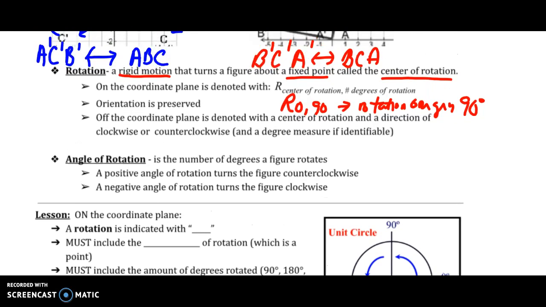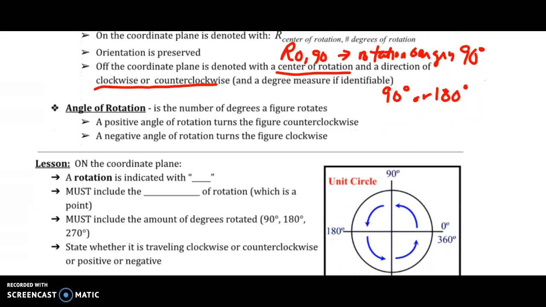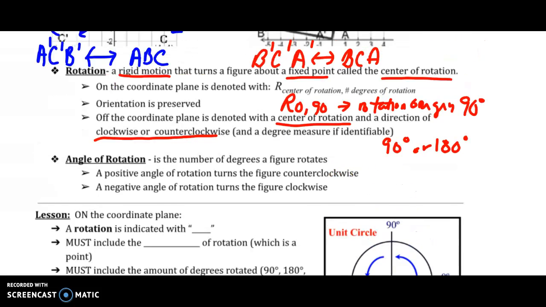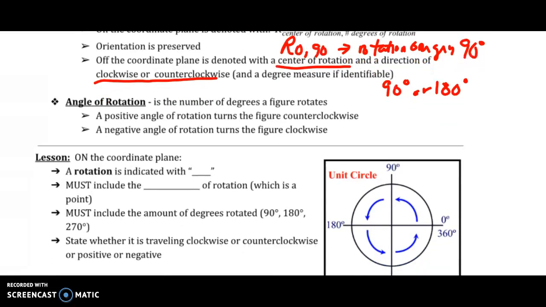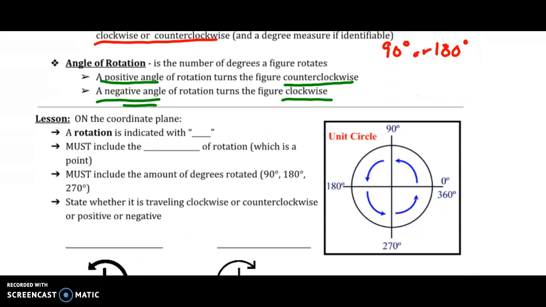Off the coordinate plane, we describe a rotation with the center of rotation and a direction of the turn. If we can tell how much it rotated, usually that will be 90 or 180, then we would indicate that as well. Sometimes we won't be able to tell how much it was rotated. The angle of rotation just tells us how much it was rotated. On the coordinate grid, they consider the positive to be counterclockwise and the negative to be clockwise. And that is it for the vocab.